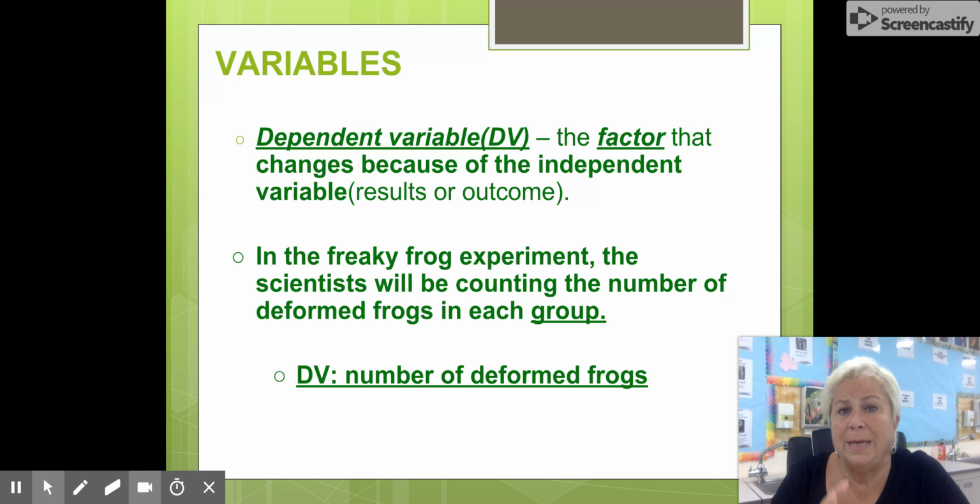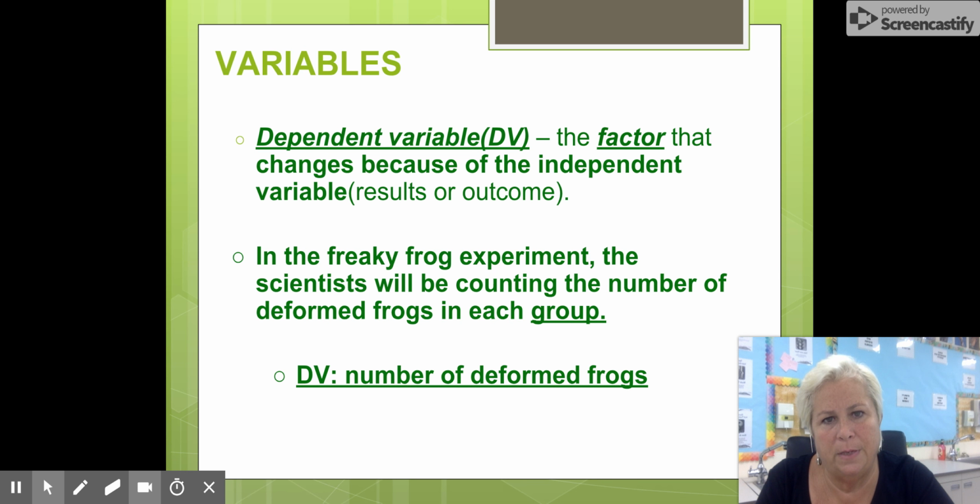So they're going to actually count from their experiment. When the eggs develop into tadpoles and frogs, they're going to count the number of frogs that are actually born with a deformity. So that's the dependent variable. It changes because of the independent. It is affected by the independent variable.